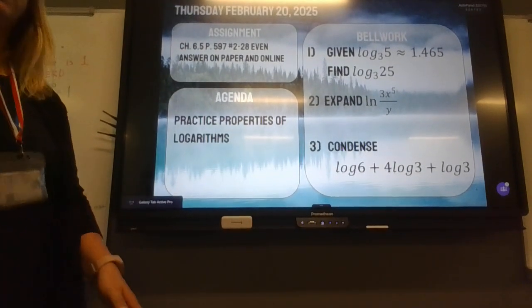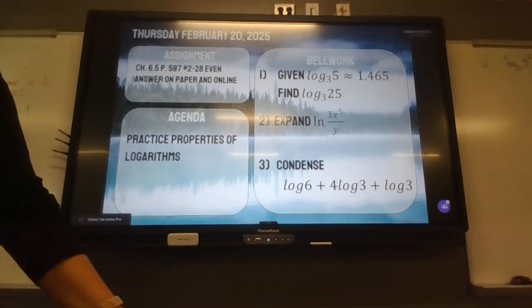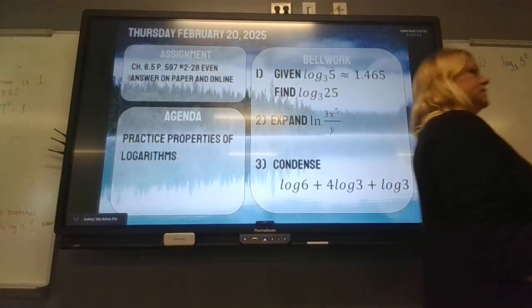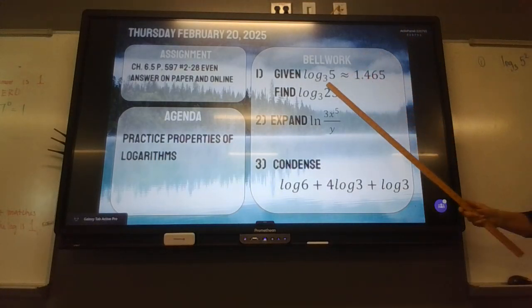We actually went through 3 example problems yesterday. So number 1 is like example 1 from chapter 6.5. Number 2 is like example 2, and number 3 is like example 3. So 3 different sets of directions and types of problems with properties of logs.